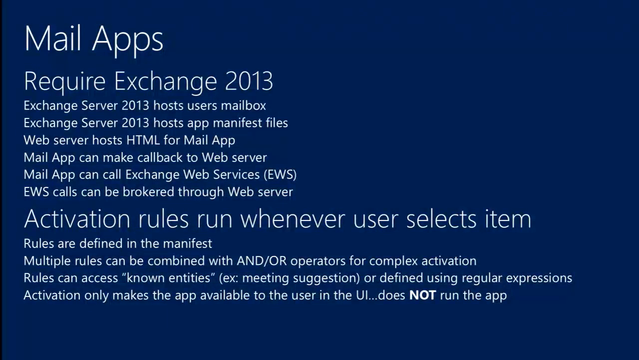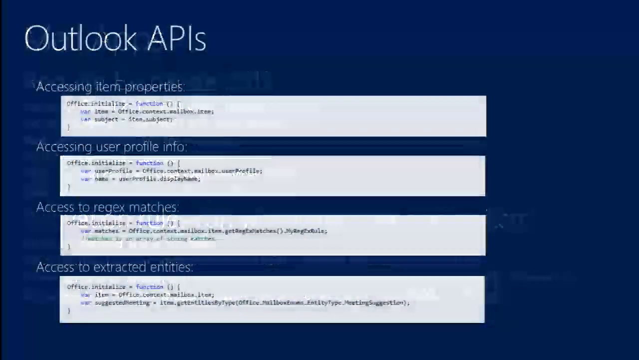And the last point there, again, is important, just to repeat it. It doesn't run the app. All the activation rules tell Exchange is, hey, here's when the app is supposed to be lit up, when users should be able to interact with it. Right? It's not, here's when you want access to it.